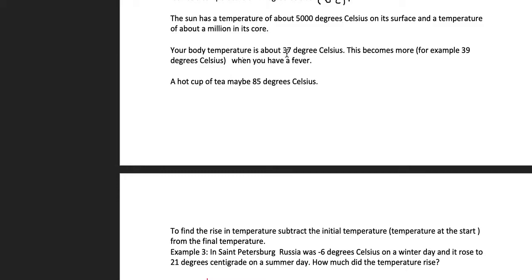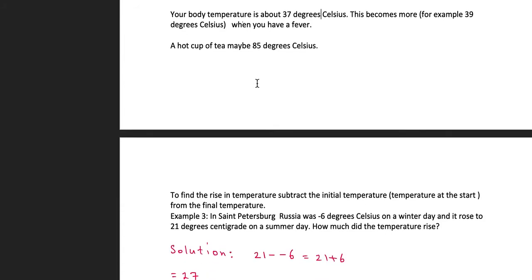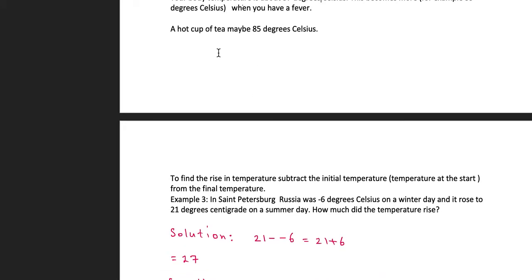The body temperature for a healthy human is about 37 degrees Celsius. When you have a fever, it becomes higher. It might be 39, it might be 40, and like that. And a hot cup of tea may be 85 degrees Celsius.